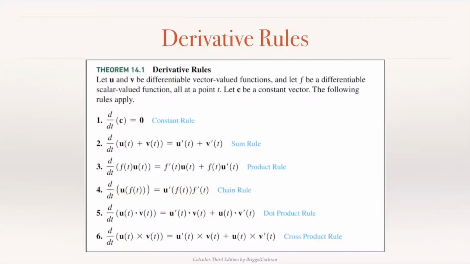And remember the product rule that the derivative of f times g is f prime g plus f g prime. Well, the dot product is a type of product and it obeys that product rule. d/dt of u dot v is u prime dot v plus u dot v prime. And same with the cross product. d/dt of u cross v is the same thing, but now with the cross product. So, very convenient.